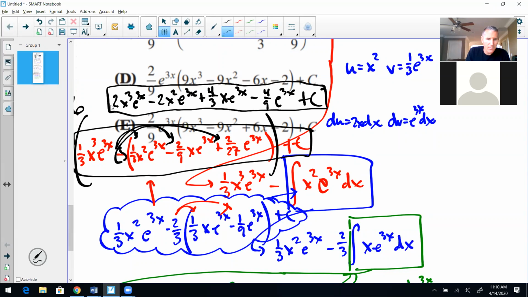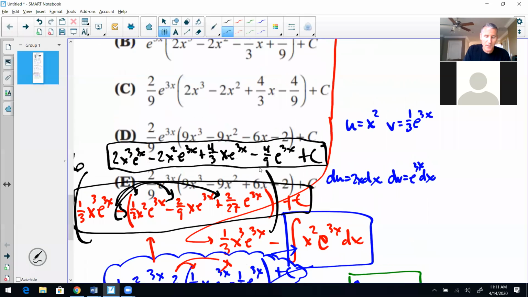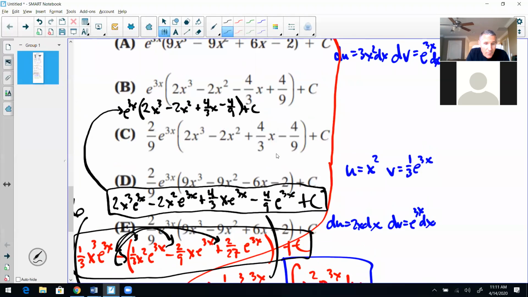But looking at what they have, oh, and then you could factor out an e to the 3x. So when you factor out an e to the 3x, this is messy, but that's going to be e to the 3x times 2x cubed minus 2x squared plus 4/3 x minus 4/9, and then that's going to be plus c. Okay, so I kind of fit it in there because I wanted some space.